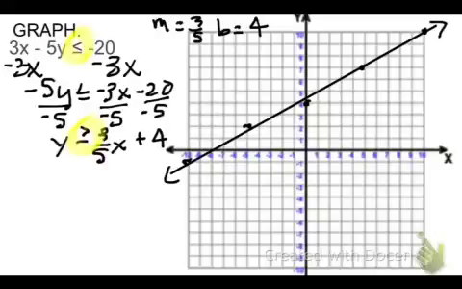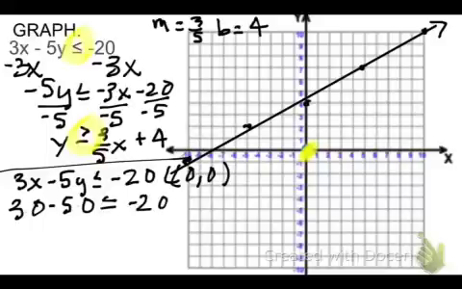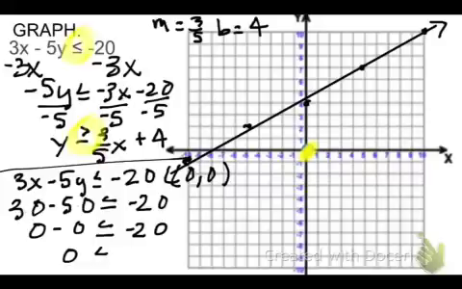Okay, so now from here I have to determine what direction to shade. So I'm going to select a test point. Again, I'm going to go with my favorite test point right here, 0, 0. All right, I'm going to draw a line so you can see my verification. I'm going to go back to the original inequality. 3x minus 5y is less than or equal to -20. I am going to substitute my ordered pair 0, 0 in for x and for y, and then I'm going to simplify. So 0 minus 0. Is 0 less than or equal to -20? The answer to that is false.